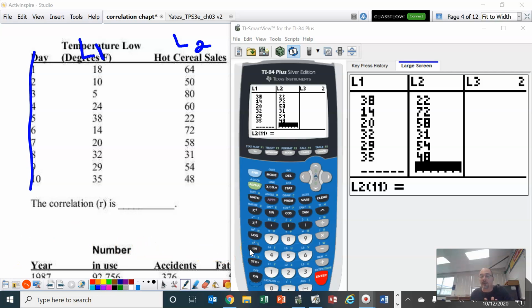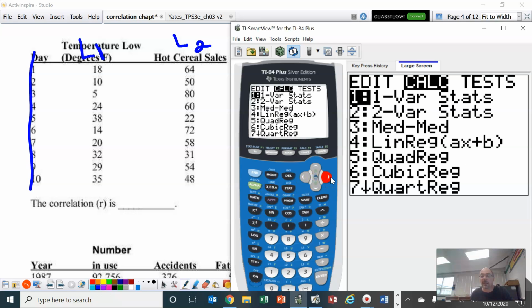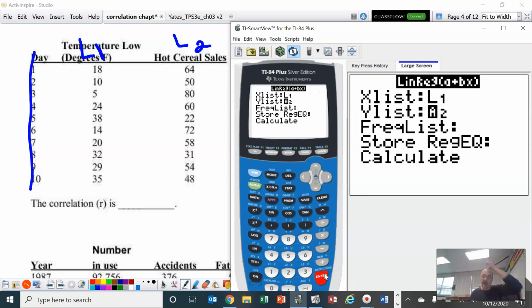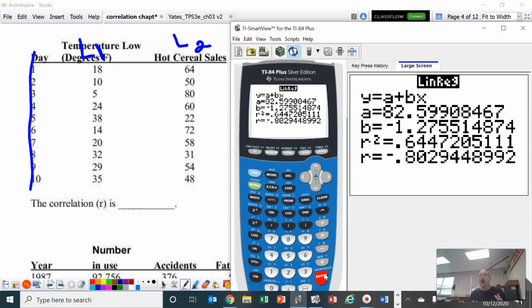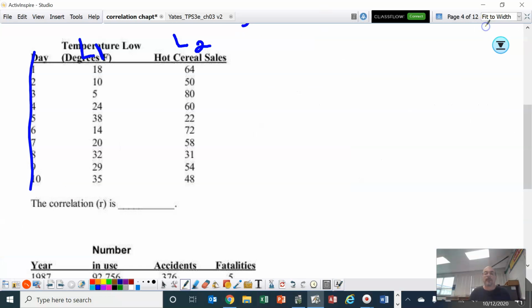I've already got my diagnostic turned on. I don't have to do it again, so I just need to go stat calculate. Number 8, you don't have to scroll there. Just go ahead and pick number 8 and then hit enter. Make sure it says list 1 and list 2, and then voila. Okay, so I see that the correlation is negative 0.80. Okay, that is a strong relationship, but it's not as strong as that last one. It's a little bit weaker, but it's still strong. In the 0.8s, it's strong. Even the 0.7s are strong.